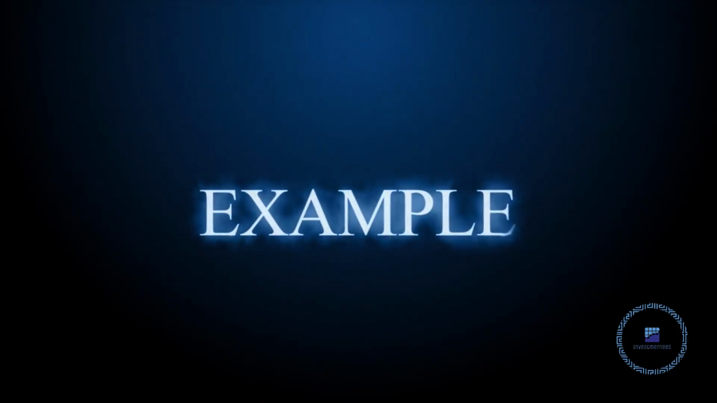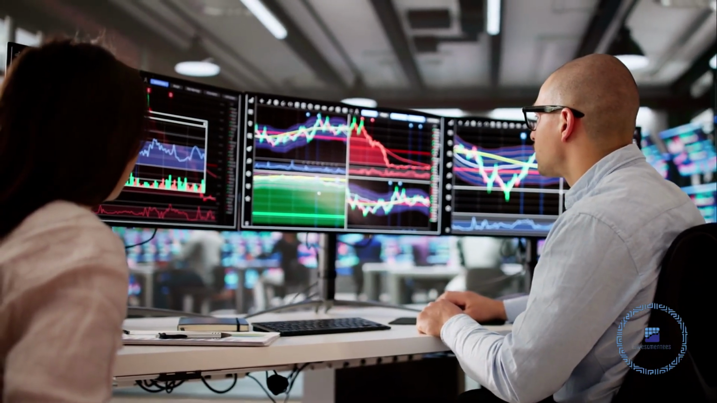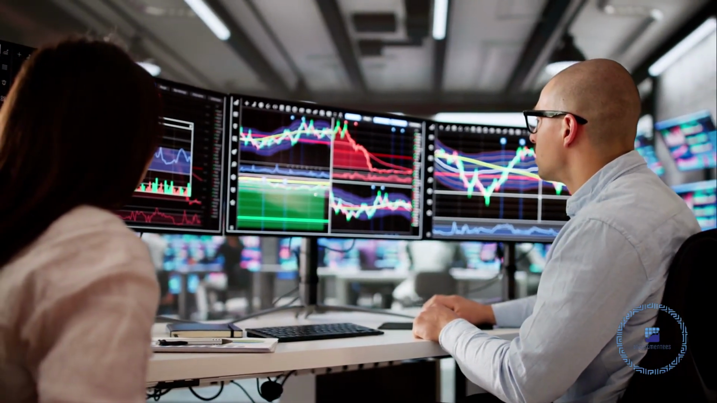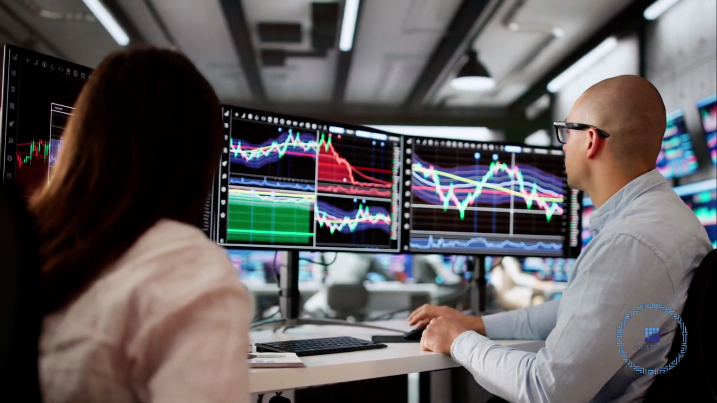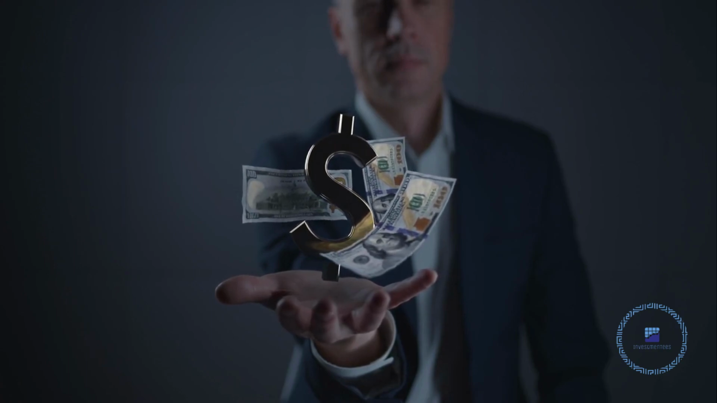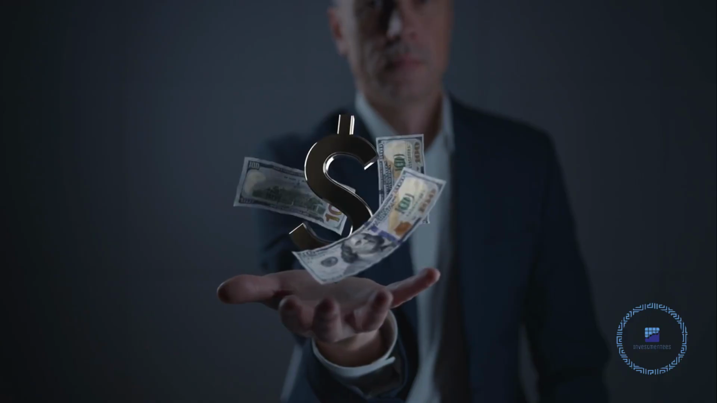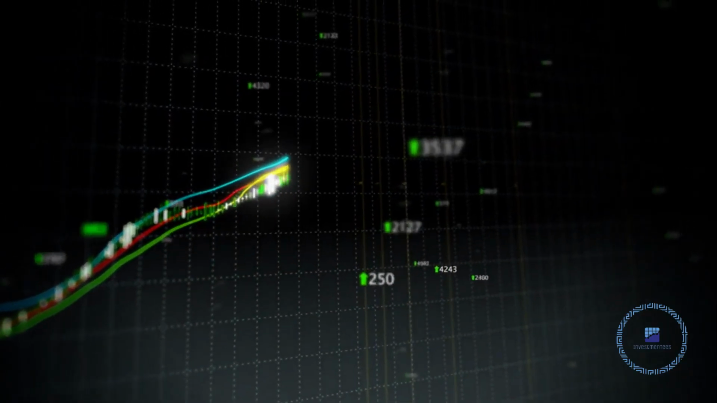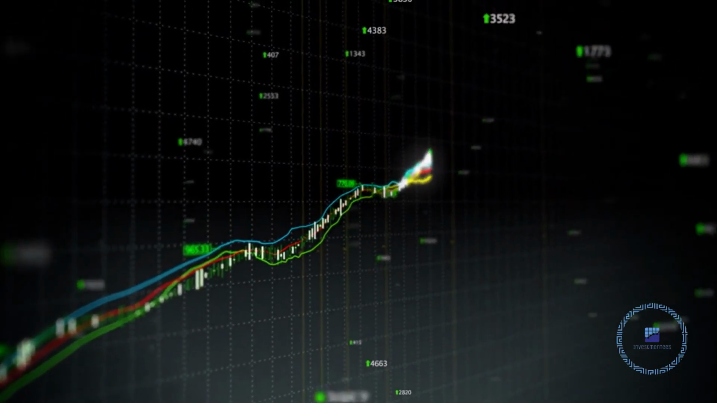Example of point calculation. If a trader buys an S&P 500 E-mini futures contract at 3,000 points and sells at 3,010 points, the contract has moved 10 points. If 1 point equals $50, the profit would be 10 points times $50 equals $500. This shows how even small index movements can translate into significant gains or losses.